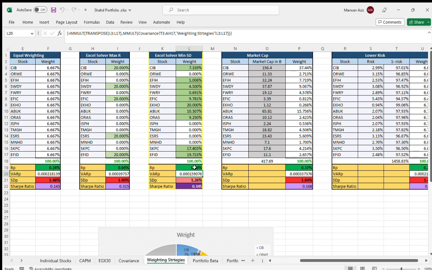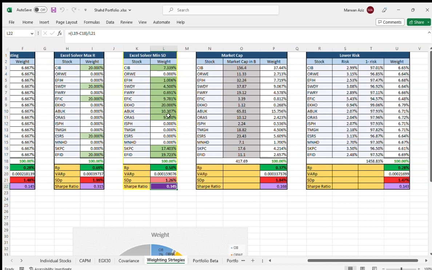And then I solved for these constraints, and I got a standard deviation of 1.26%, and as I said, a return of 0.5%, which hypothetically should outperform the EGX30. And also I got the Sharpe ratio for this, and it was high comparing to the other methods, as we can see. Also, to validate that this is the best weighting method, I used the market capitalization method.